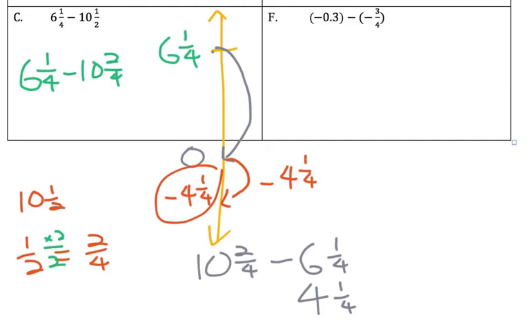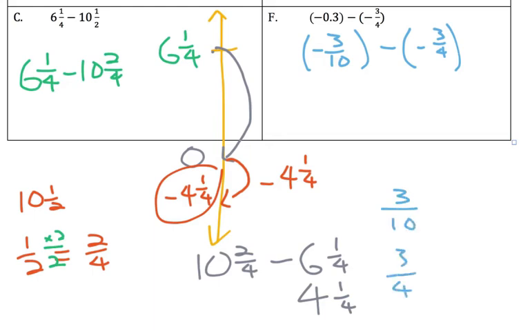Remember that with these problems, you can turn the decimals into fractions or the fractions into decimals because they're equivalent. You can solve it any way that you want. So I'm going to solve this one in fraction form, just because we can. Negative 3/10, that's the same as negative 3/10 minus negative 3/4. And then I want to take 3/10 and 3/4 and rewrite them so they have common denominators.